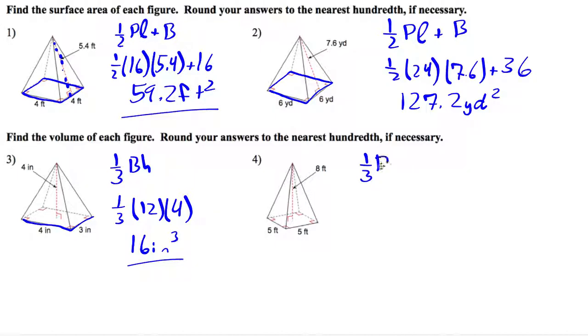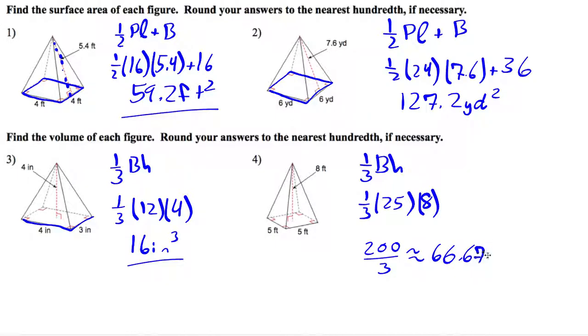And then for number 4, we have 1/3 area of the base times the height. So this is 1/3 of 25 times the height, which is 8. So 25 times 8 is, well, that's 200. Now we can't divide that by 3, so we could just leave it as a fraction 200 over 3, which I like. Or you can round this off and say this is 66.67 feet cubed.